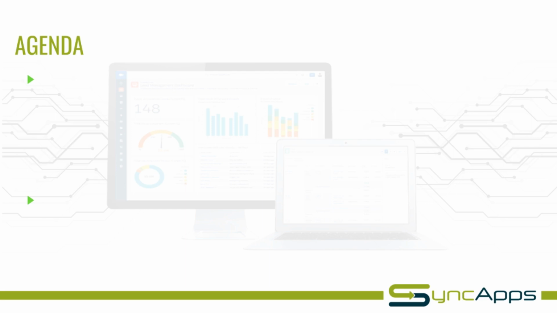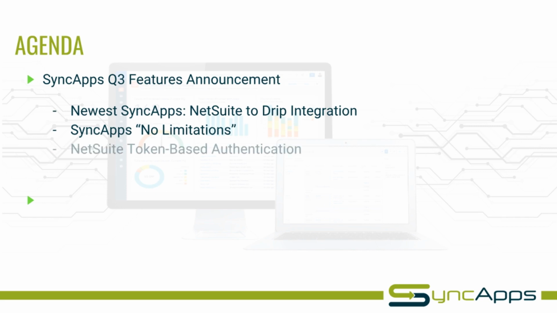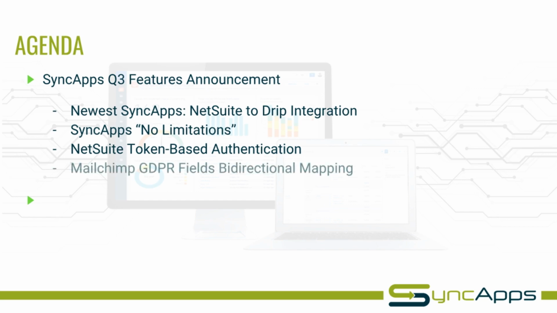So firstly, I'd like to welcome you to the agenda that we'll be talking about for today's Walkthrough Wednesday. First, we had the topmost Walkthrough Wednesday that we had throughout the fourth quarter of 2018, which was our SyncApps Q3 features announcement. We have introduced our newest SyncApps, which is our NetSuite to Drip integration. Of course, our SyncApps No Limitations feature is now available for all of our subscribers, even on our free trials. Third, our NetSuite token-based authentication and how SyncApps recently supports NetSuite's TBA rollout for authentication usage. And of course, MailChimp's GDPR fields that you could definitely utilize by bidirectional mapping via SyncApps.